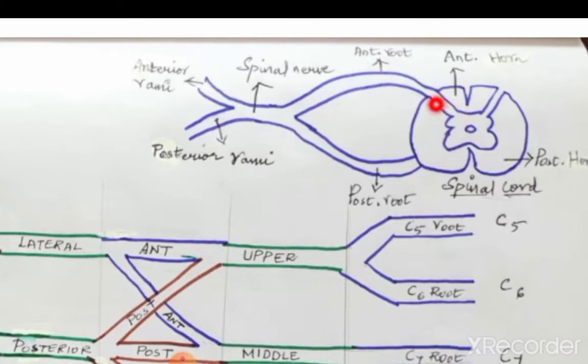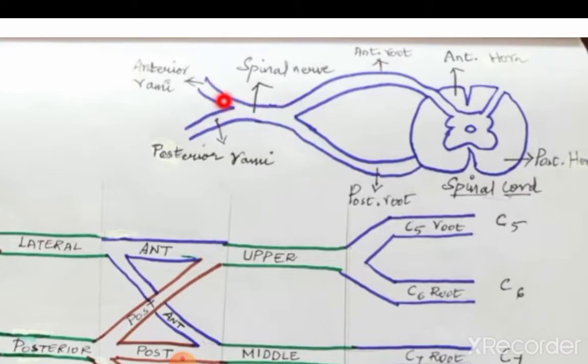The connection arising from the anterior horn is called anterior root, and the connection arising from the posterior horn is called posterior root. So the anterior and posterior roots unite together to form the spinal nerve. So the anterior root from the anterior horn and the posterior root from the posterior horn join together to form the spinal nerve. This spinal nerve again divides into two divisions.